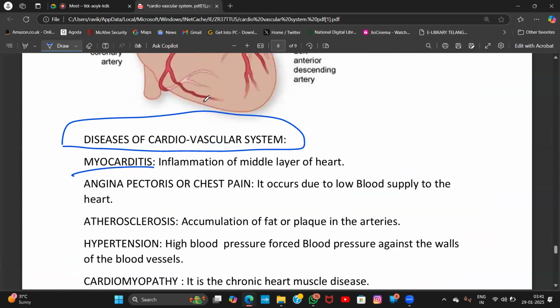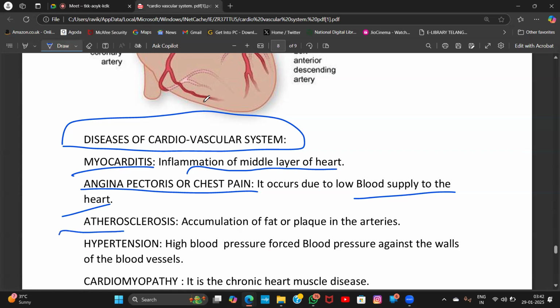Myocarditis. What is meant by myocarditis? Infection or inflammation of the middle layer of the heart is called myocarditis. Next, angina pectoris or chest pain. What is meant by angina pectoris? It occurs due to low oxygen supply to the heart. Why does the chest pain happen? In the coronary arteries there will be a blockage present. That blockage causes the chest pain.